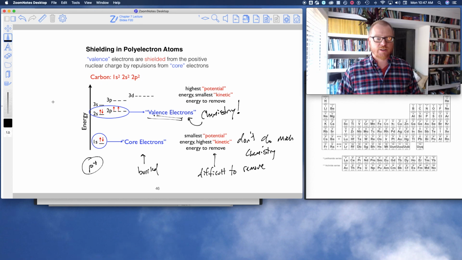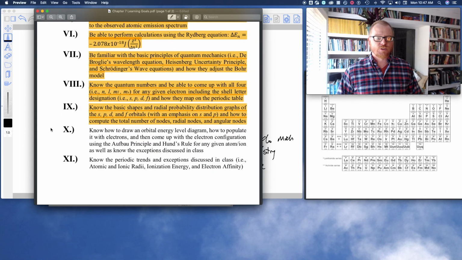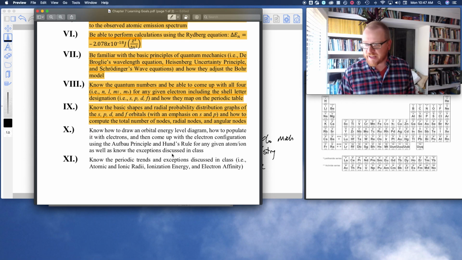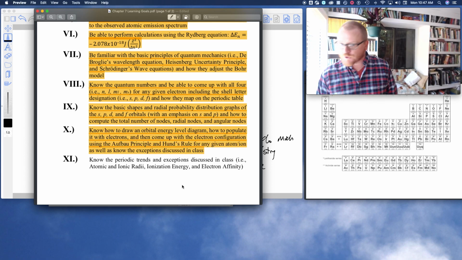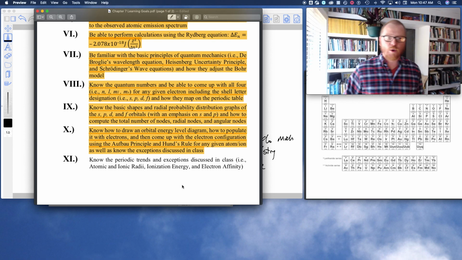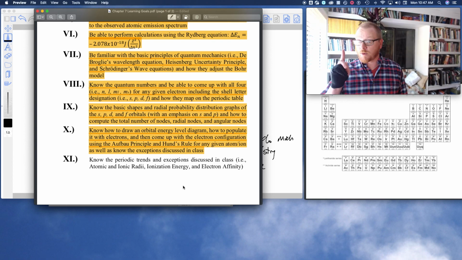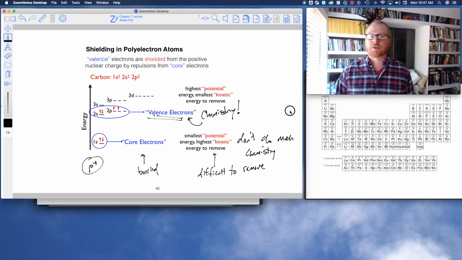Okay, so let's take a look at the learning goals here. So we came up with know how to draw an orbital energy level diagram, how to populate it with electrons, and then how to come up with electron configuration using Aufbau, Hund's rule for any atom or ion, and know the exceptions in the class. So this is a huge learning goal. It took me a whole lecture just to do it. So make sure that you feel okay with that. Okay, folks, one more short video for chapter 7.